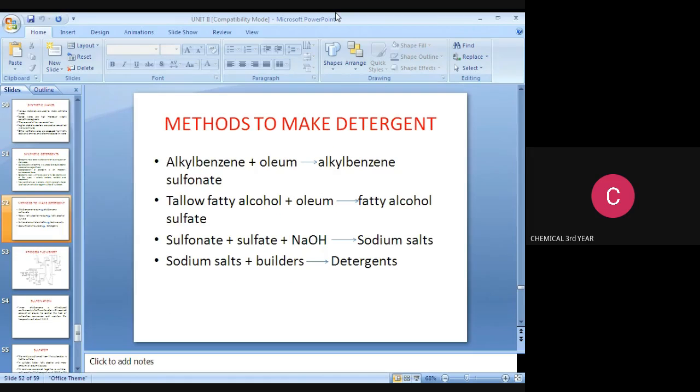So, methods to make detergent. First, alkyl benzene reacts with oleum to produce alkyl benzene sulfonate. Next, tallow fatty alcohol reacts with oleum to produce fatty alcohol sulfate. Then sulfate plus NaOH produces sodium salt. And sodium salt plus builders produces detergent. This is the reaction for detergent preparation.